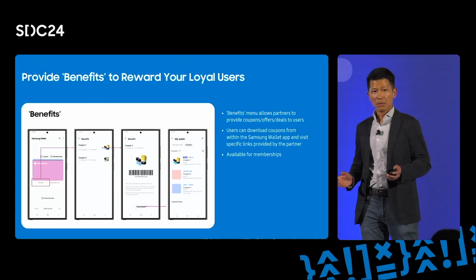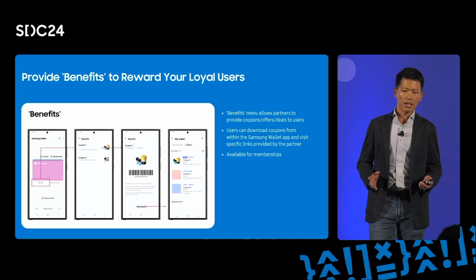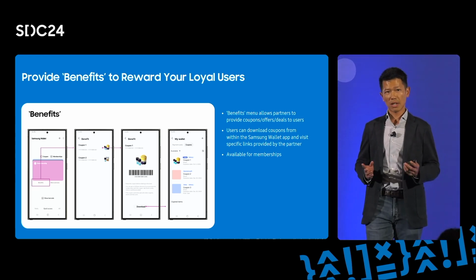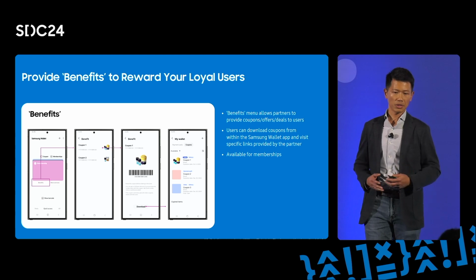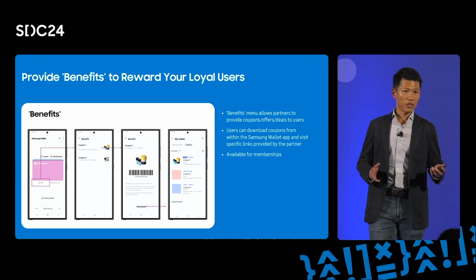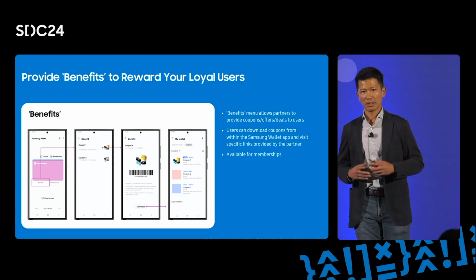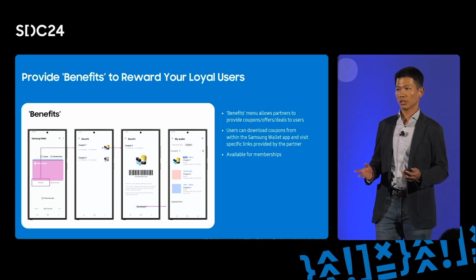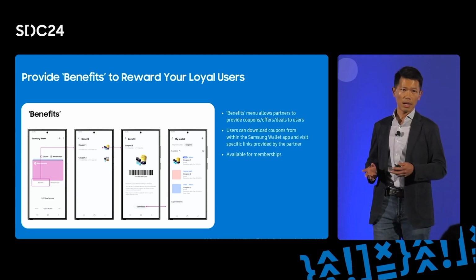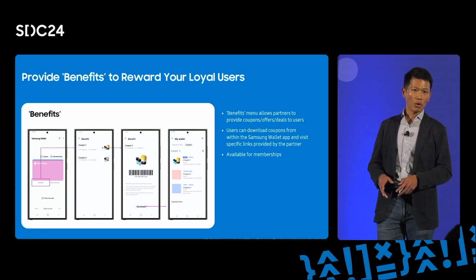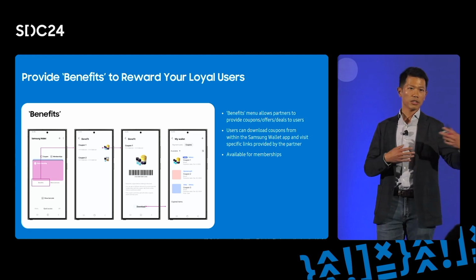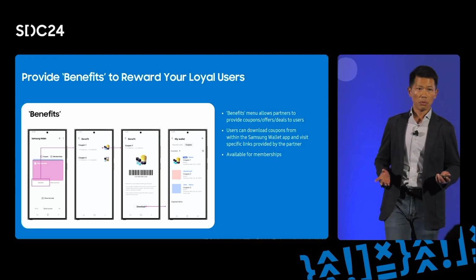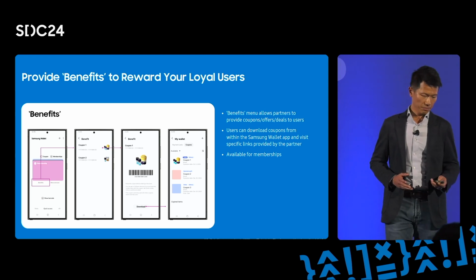The benefits menu can also be accessed from the front of the wallet card and allows partners to provide coupons, offers, or deals to their users. Users can view these coupons on a dedicated page. And depending on your implementation, the users could either save the coupon directly within their wallet or be redirected to an external coupon link that our partner chooses. This feature will be available for memberships.